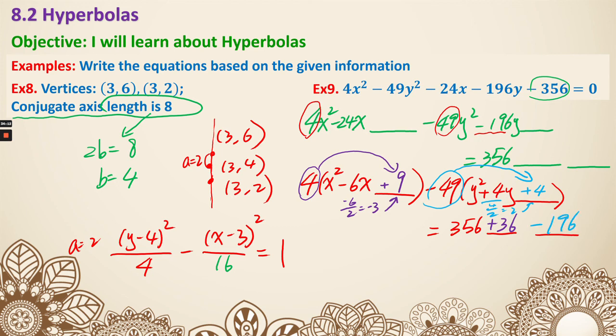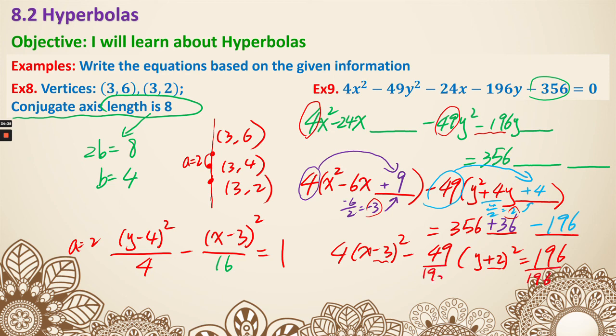Now I need the squares. 4 times (x minus 3) squared minus 49 times (y plus 2) squared. Again, inside the parentheses are going to be these numbers right after we divide them by 2. As for the right side, it is going to be 196. But I need the right side to be a 1, so lastly, we are going to divide everything by 196. So finally, (x minus 3) squared over 49 minus (y plus 2) squared over 4 equals 1 on the right side. And that is my standard equation for example 9.